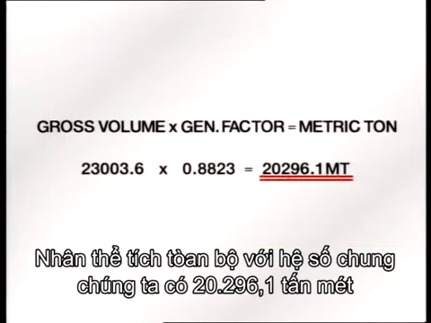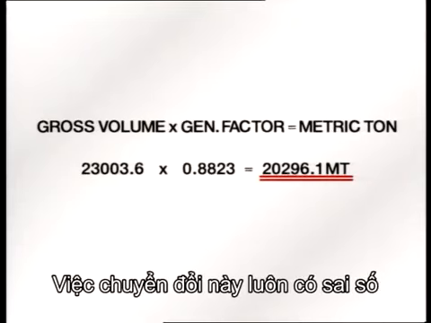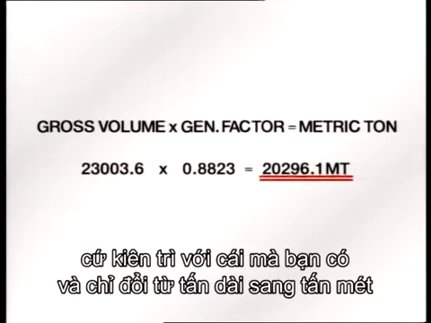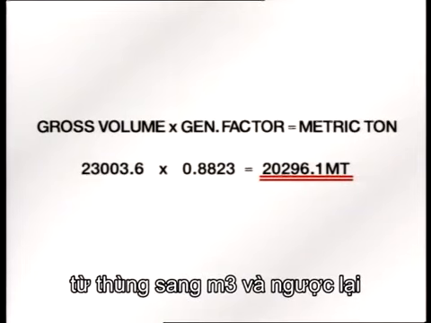Multiplying the gross volume with the general factor, we get 20,296.1 metric tons. This kind of conversion will always differ. Stick to what you have and only convert from long tons to metric tons, from barrels to cubic meters, and vice versa.